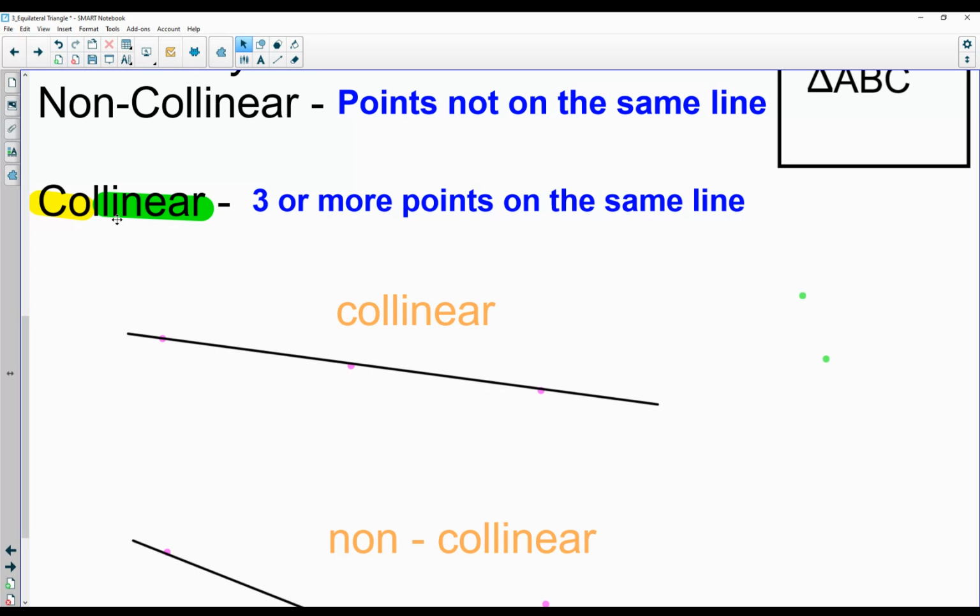We do this a lot in math where you break apart a term and try to figure out what you can define. So for collinear, we broke it up into co and linear. Co meaning together, linear meaning line. And if you take a look, it's three or more points that are on the same line. All right, so let's now get into the construction aspect of this lesson.